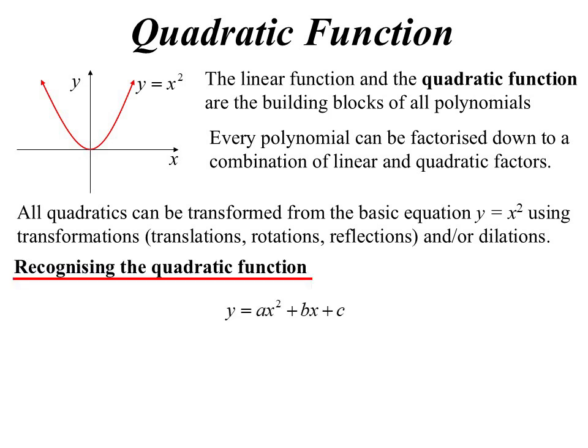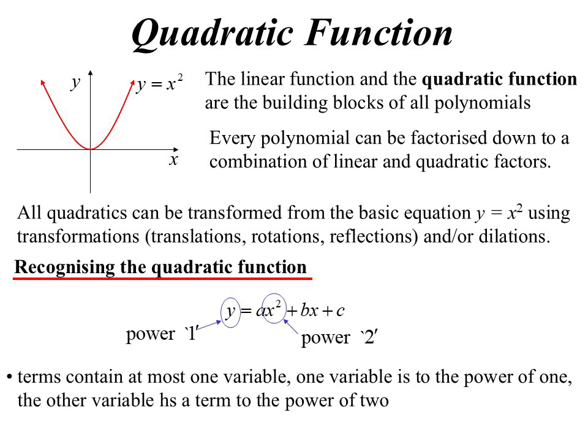So how do we recognise the quadratic? There's our general form, y equals ax squared plus bx plus c, but this time we're looking for the highest power. Highest power of y, in this case is 1, the highest power of x is 2, we have a quadratic. So some ideas that can assist us with quadratics.